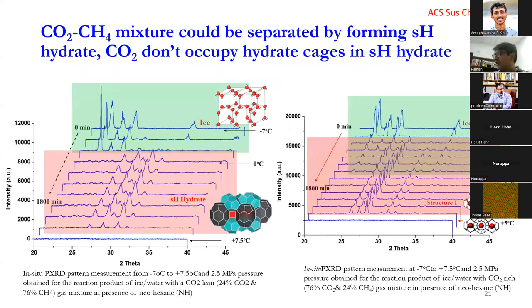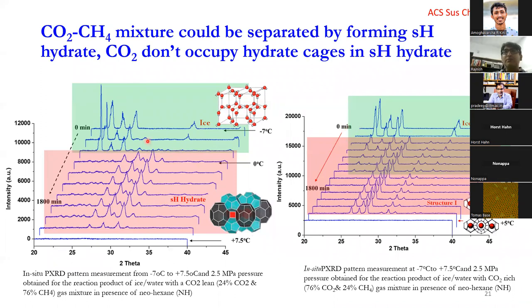I'll give you a small piece of data on another case study where you have to separate a mixture of CO2 and methane. A CO2 and methane mixture typically comes out from biogas units. There is a requirement to separate CO2 from methane so that you can enrich the concentration of methane, which adds much more value when you produce methane from bioprocesses. We have seen that if you form a hydrate of CO2 and methane, you should form a structure H hydrate, because then CO2 does not like to go into any of the cages, neither the small cage, nor the medium cage, nor the largest cage.